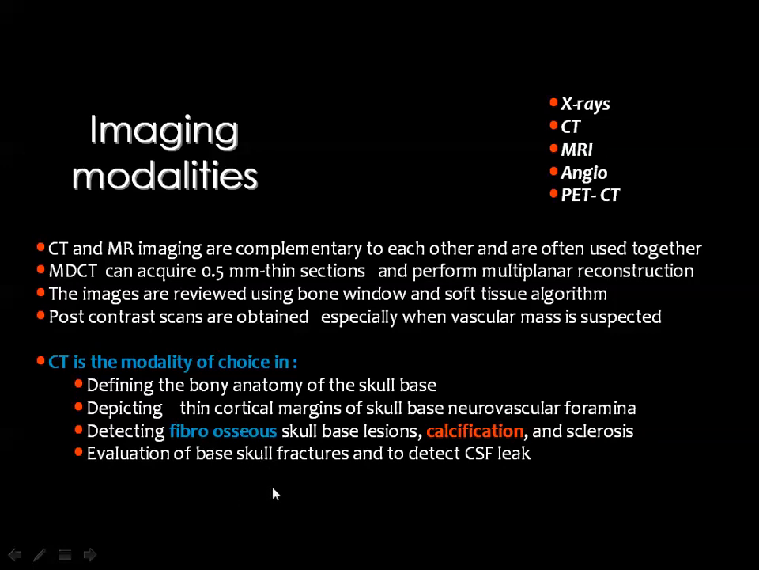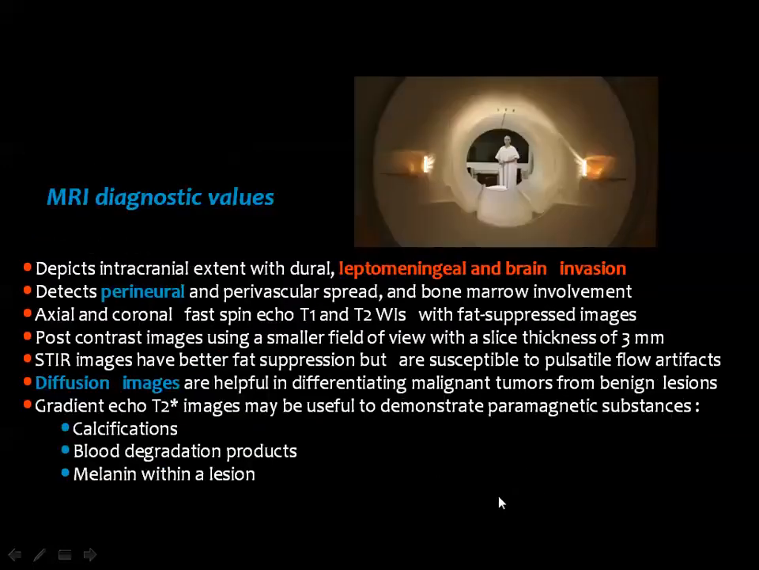The evaluation of fibrous dysplasia and other tumors of fibrous origin is better assessed by CT than MRI. Also, CT is of course more helpful than plain X-ray and MRI in detection of calcium as well as detection of bone sclerosis. One of the best values of CT is the assessment of fractures and post-traumatic CSF leak.